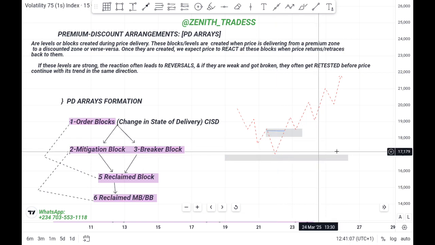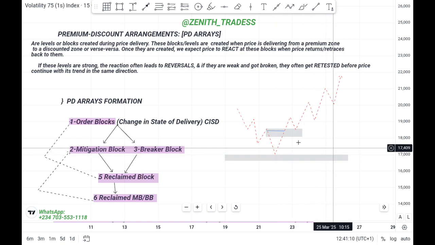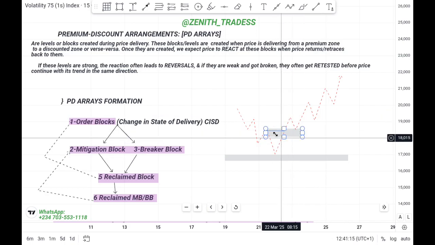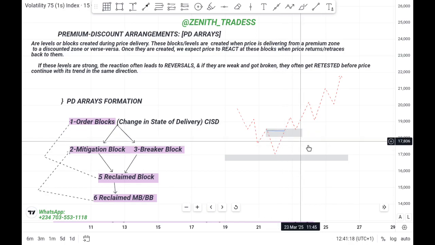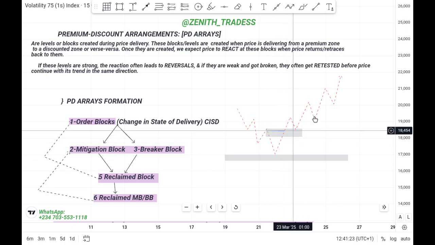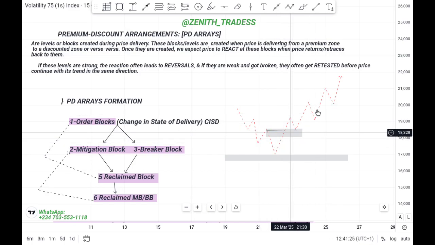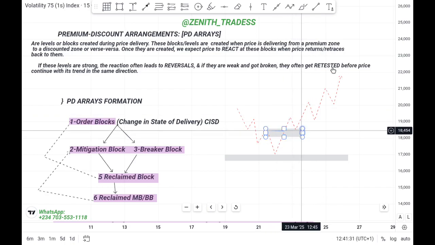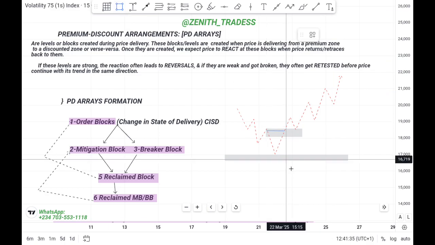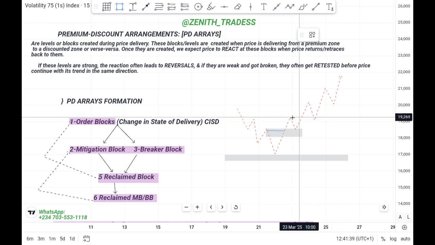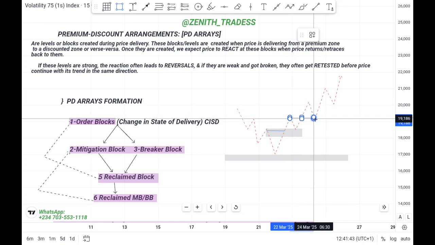Most times you find a breaker block when there is a change in direction of price movement, right? When there's a shock, whenever you find a change of character, those are the areas you find a breaker block, because a breaker block supports reversals. For a mitigation block, it supports continuation. So once we have a bullish order flow this way, the old highs that were invalidated before price came to retest is what we refer to as a mitigation block, right?